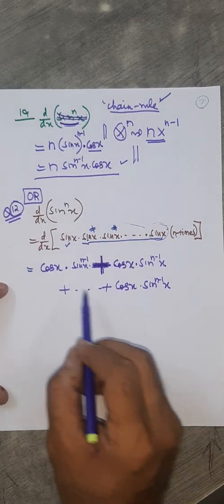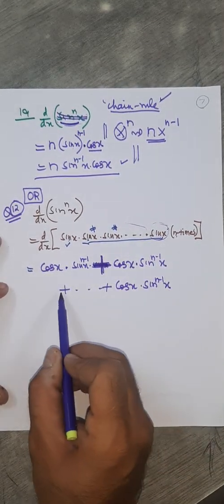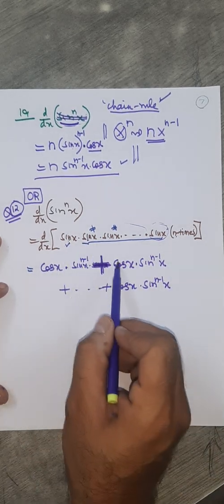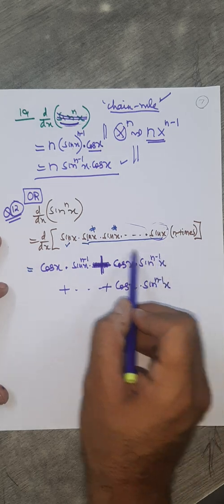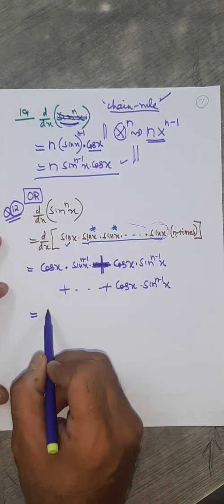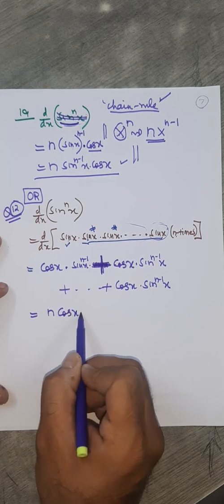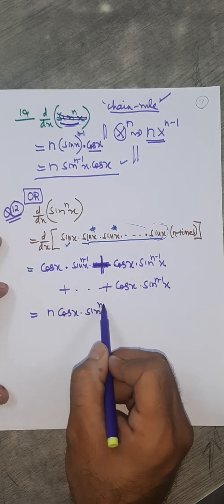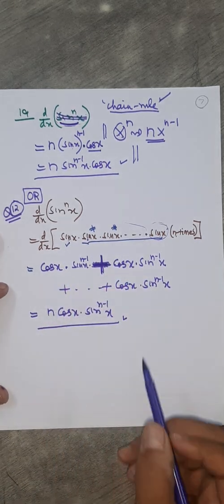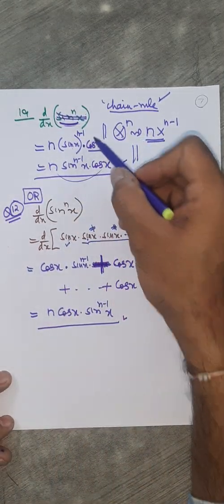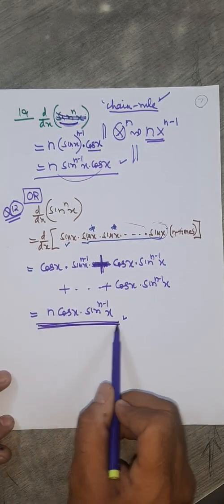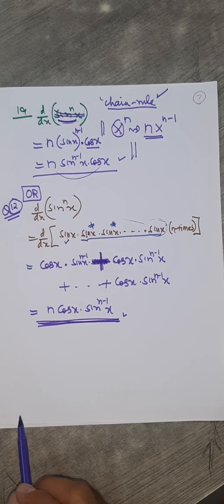Fine? Clear? So this you did how many times? N times. First sin turns to cos, then the second, until the nth one. This you did how many times? N times. So n into cos x into sin raised to n minus 1. This is by product rule as per your textbook method. Here I did this by chain rule. I hope this is now clear to you.